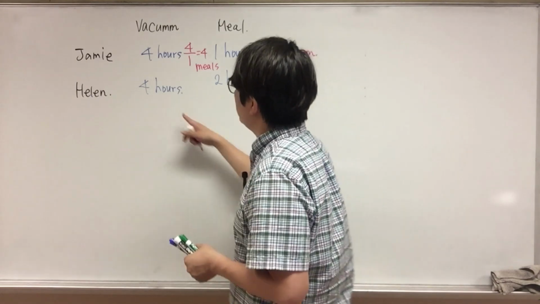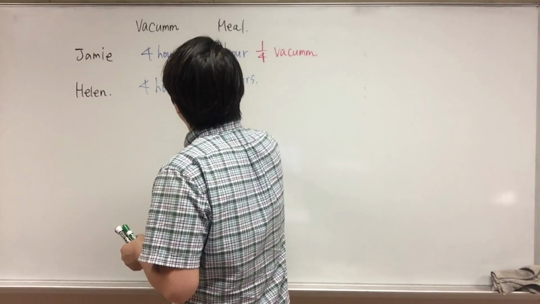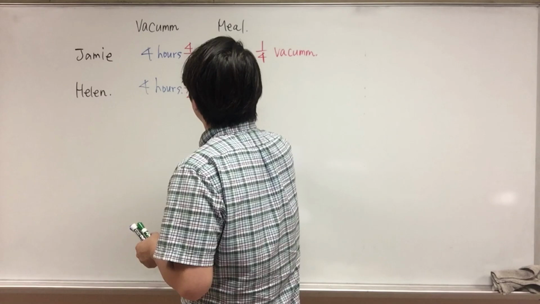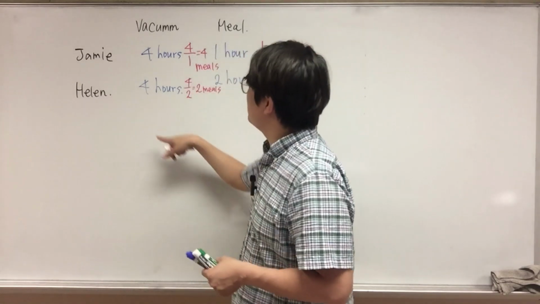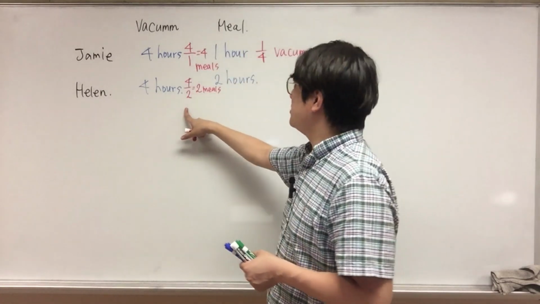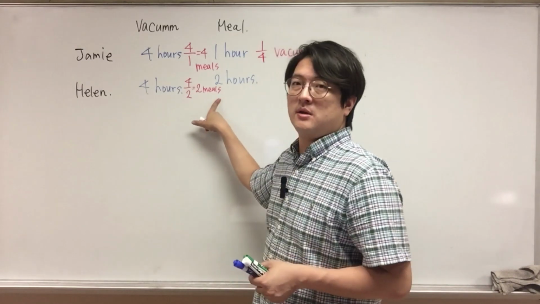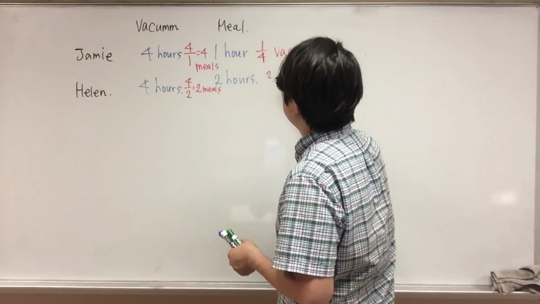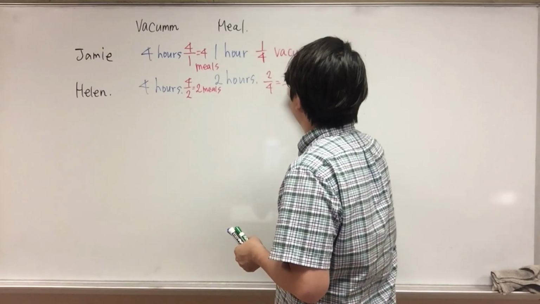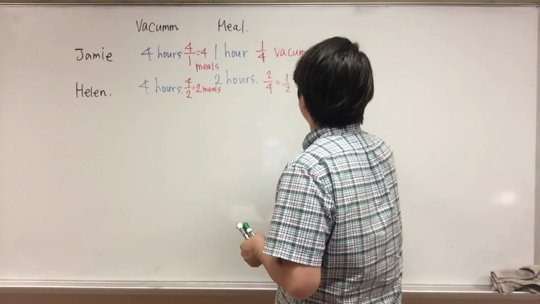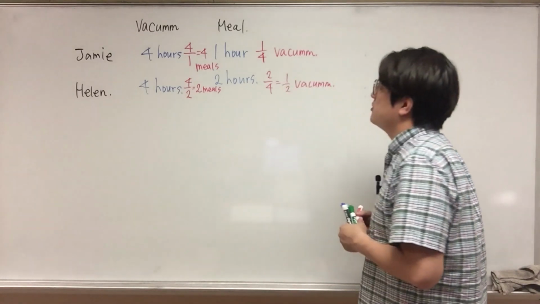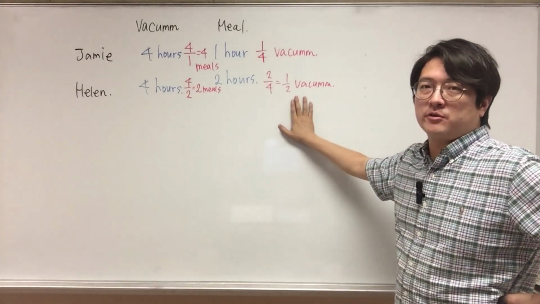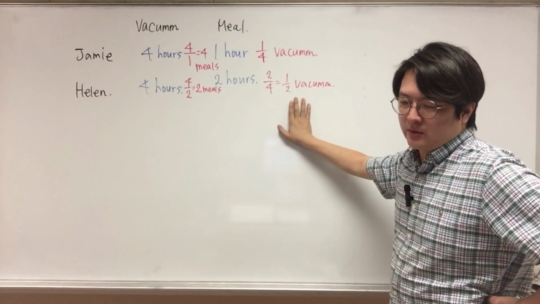How about Helen? 4 divided by 2 is 2 meals. It means that if Helen chooses to vacuum the house, Helen should give up 2 meals. On the other hand, for meals, the opportunity cost is 2 over 4, which is 1 half vacuum. So if Helen chooses to make a meal, Helen should give up 1 half vacuum. This is how we get the opportunity cost.